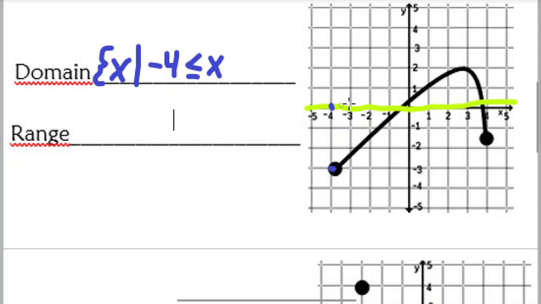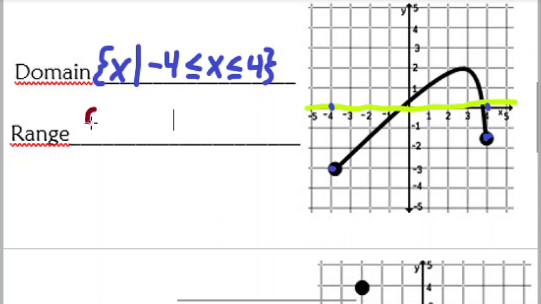All right, so what's the biggest my x can be? So I'm going to keep going and see what my biggest one it could be. Well, the line stops here. So what's the biggest my x can be? Well, it's right there at 4. So x has to be less than or equal to 4. So my domain of this graph is any number between -4 and 4.